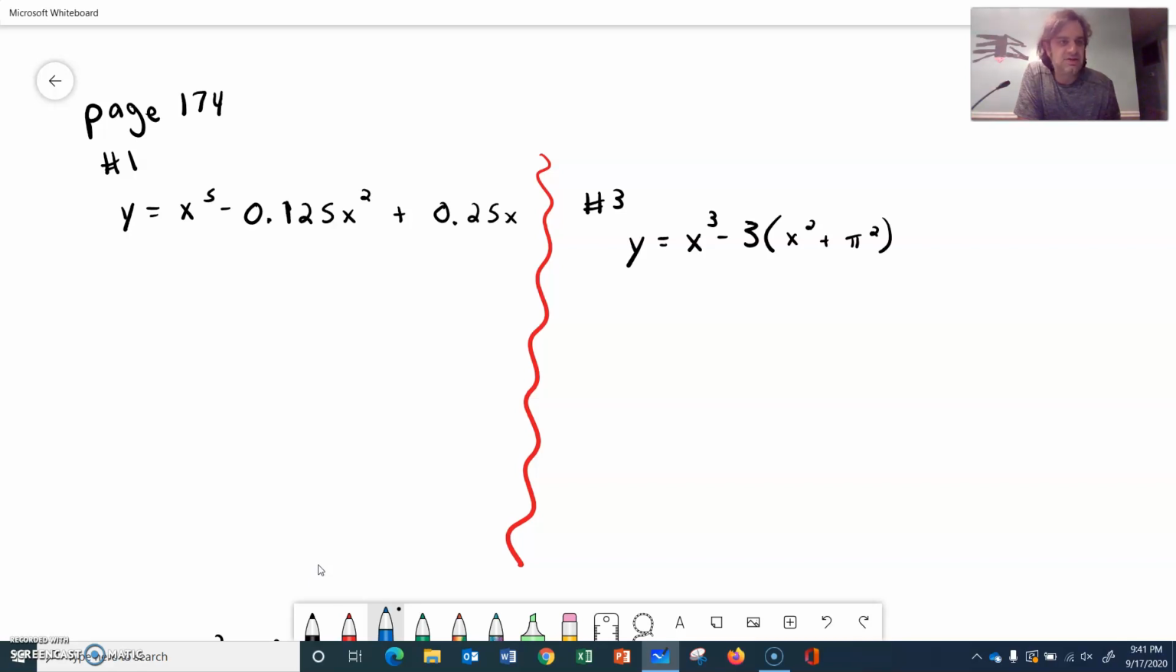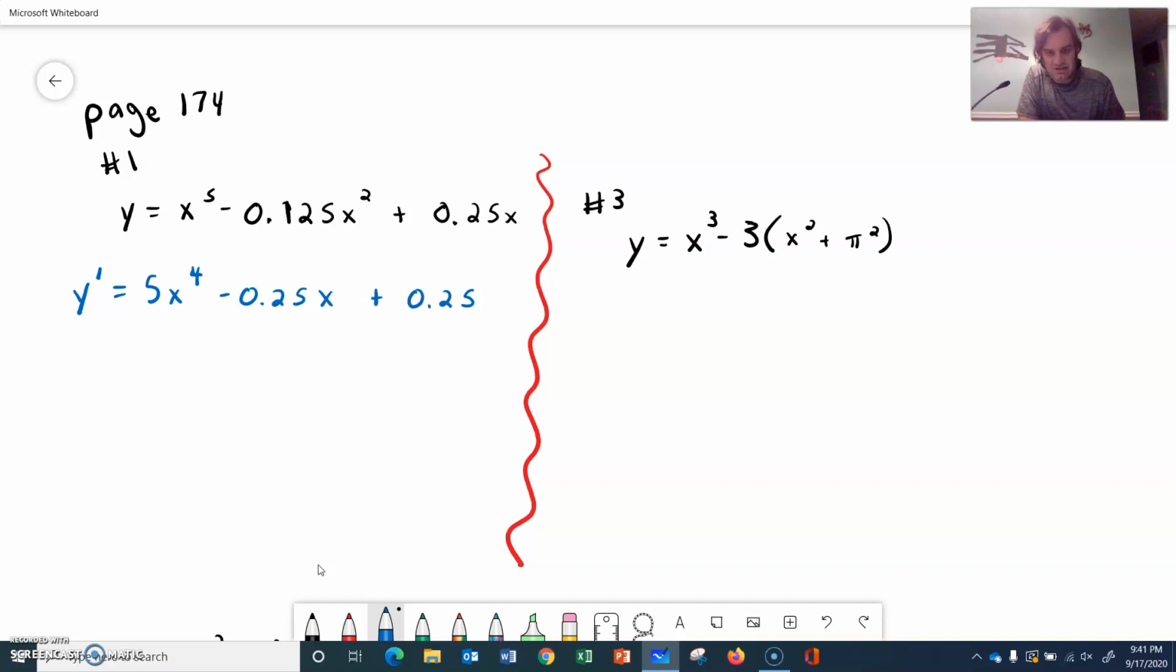Page 174, number 1, y equals x to the fifth minus 0.125x squared plus 0.25x. All three of those parts are the power rule. So the derivative will be, on the first one, x to the fifth will be 5x to the fourth. The 0.125x squared will be negative 0.25x. And then the last one, 0.25x, will be just 0.25. And if you need some details on that, just let me know. But I just used the power rule on all those.